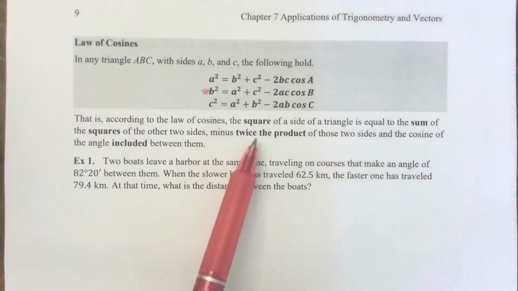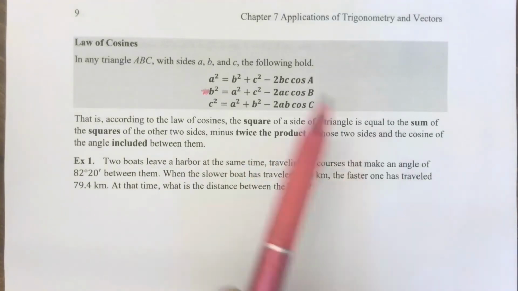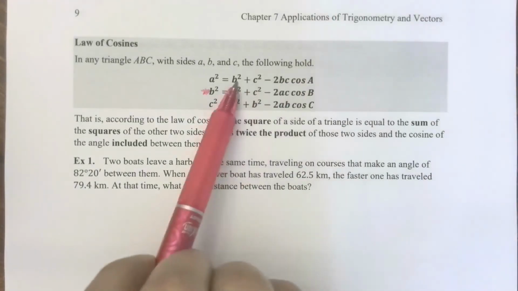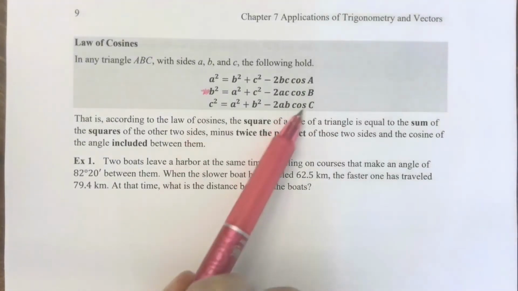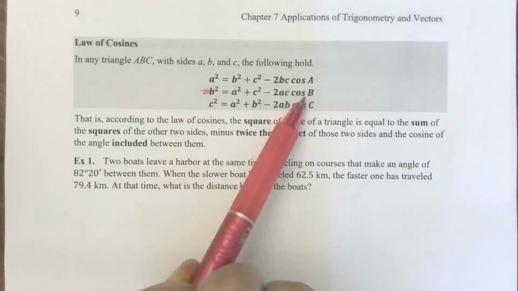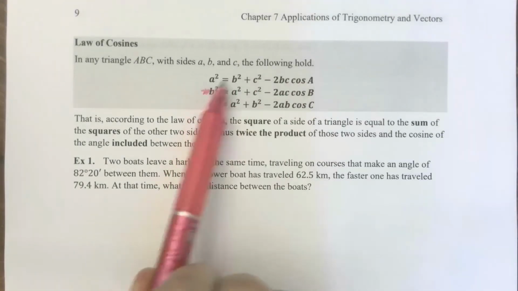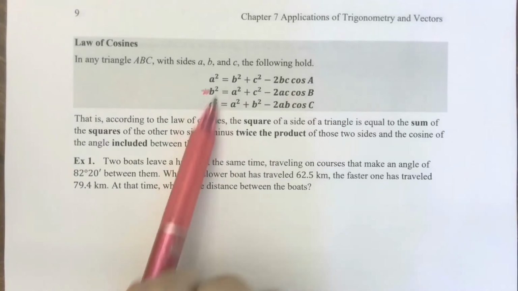And then minus twice the product of those two sides. So here we multiply 2 times whatever sides were squared. And then it's going to be the cosine of the angle included between them, or it's going to be cosine of whatever angle corresponds to the side on the left side.